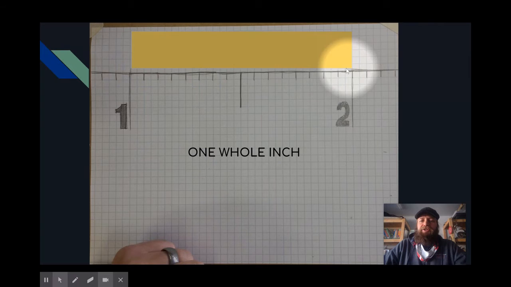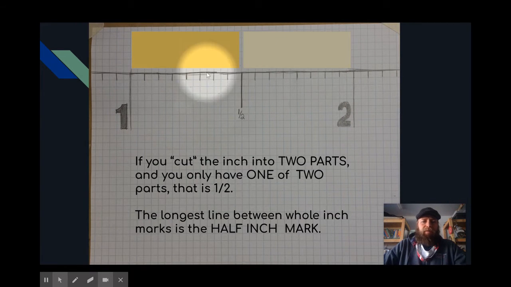We have 1 whole inch. That line right there, usually it's the longest one. It's in between the whole inch over here and the whole inch over there. If you cut that 1 whole inch into 2 parts, and you're only measuring to that biggest line, you have one of the 2 parts, and that's 1/2. The longest line between the first mark and the last mark is your 1/2 inch mark.